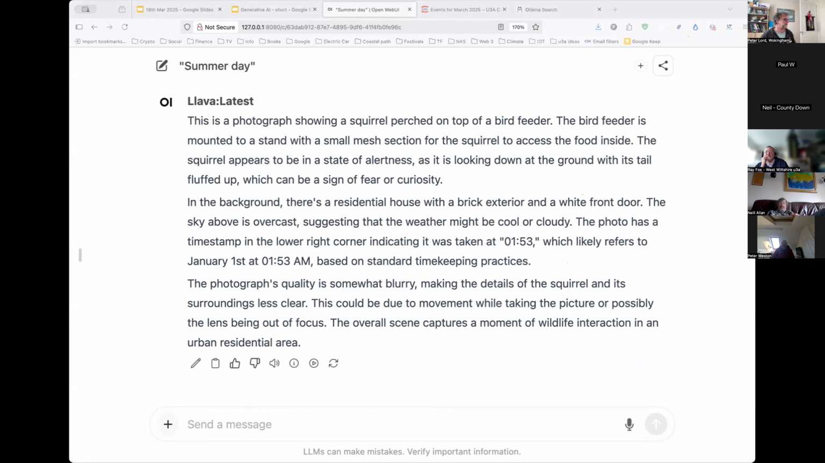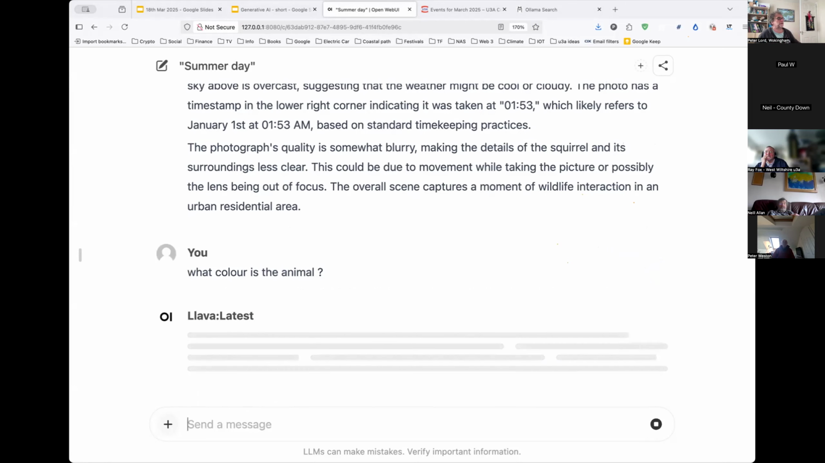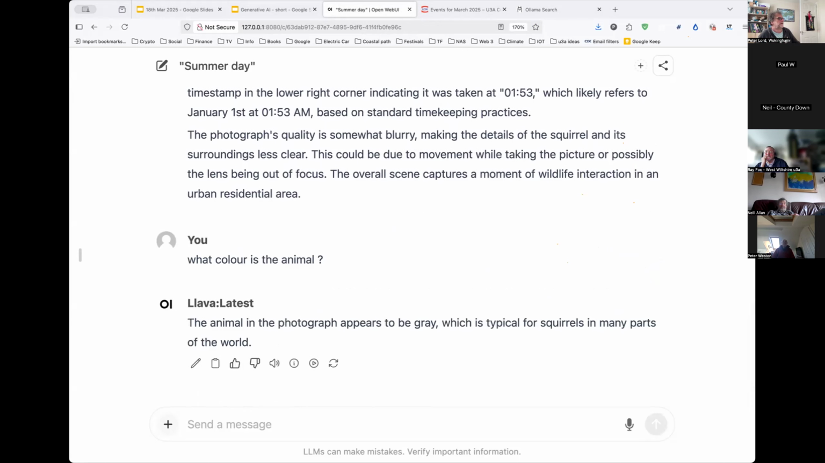And we can query it a bit if you like. What's the color of the animal? We're not told it's a squirrel. Actually, I've not tried this for a while. The animal in the photograph appeared to be grey, which is typical for squirrels in many parts of the world.